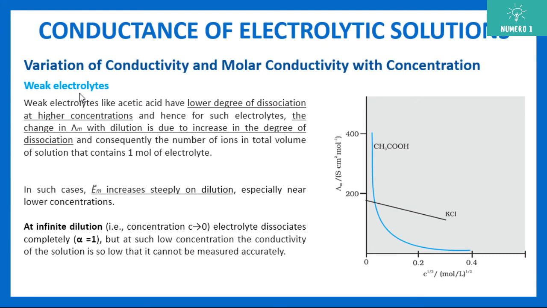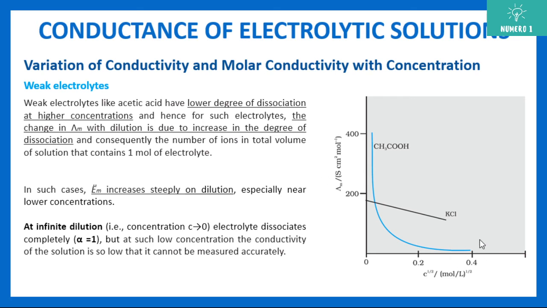Now, when we talk about weak electrolytes, for example acetic acid, CH3COOH, they have a lower degree of dissociation at higher concentration. Meaning, they do not dissociate completely when the concentration is high. But when you dilute them, they have a lot of free space, hence their degree of dissociation also increases. So for weak electrolytes, the change in lambda m with dilution is due to the increase in degree of dissociation.